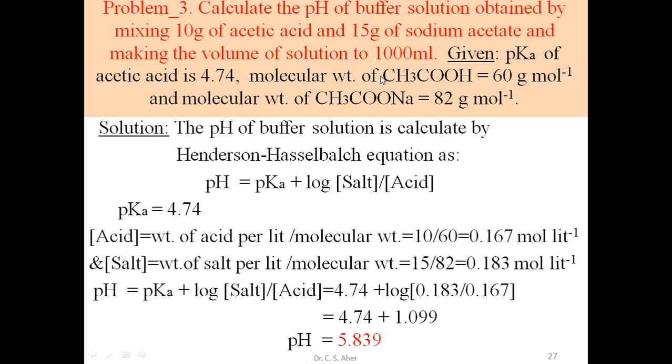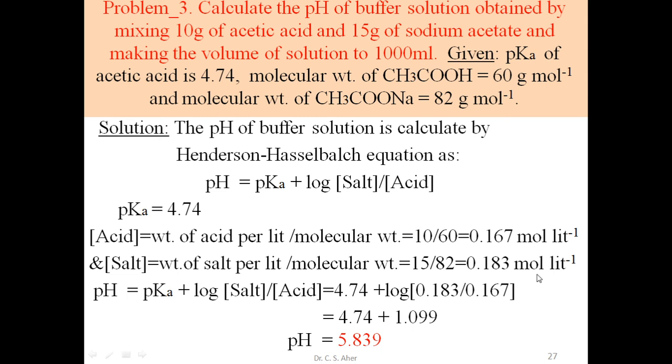Similarly, for the concentration of salt, the weight of salt is 15 gram in 1 liter. So 15 gram per liter upon molecular weight 82 gram per mole, and the gram gets cancelled. What is the answer? Moles per liter. So 15 upon 82, 15 gram of sodium acetate upon its molecular weight 82. This ratio is 0.183 moles per liter.